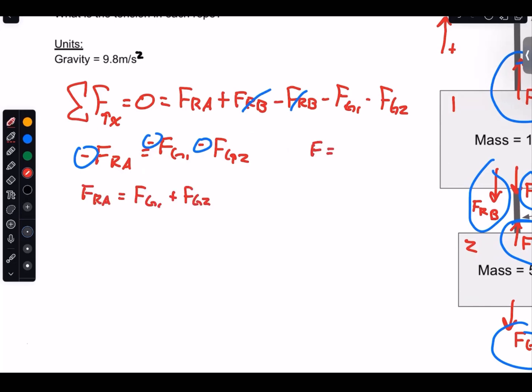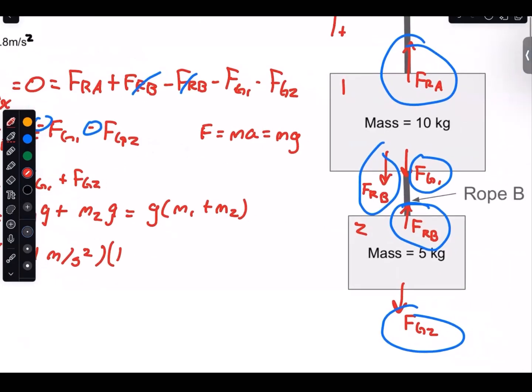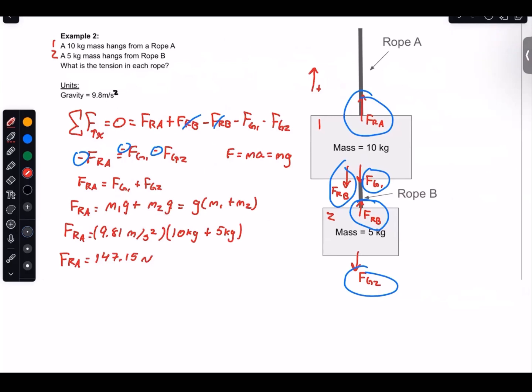And from the previous problem, we know that the generic formula for force is MA, or MG in this case. So force of rope A equals mass 1 times gravity plus mass 2 times gravity. And we can factor out the gravity in this case. So it's gravity times mass 1 plus mass 2. And that gives us force of rope A equals 9.81 meters per second squared times 10 kilograms plus 5 kilograms. Now let's just solve for force of rope A. And that gives us 147.15 newtons acting on rope A.